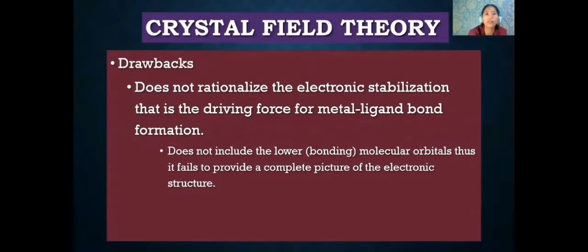So what are the drawbacks of crystal field theory? It does not rationalize the electronic stabilization that is the driving force for metal-ligand bond formation. It does not include lower molecular orbitals. Thus, it fails to provide a complete picture of the electronic structure. We know that bonding should involve the valence electrons of the compounds. But in crystal field theory, they just focus on the d orbitals. So what about the s and p orbitals?